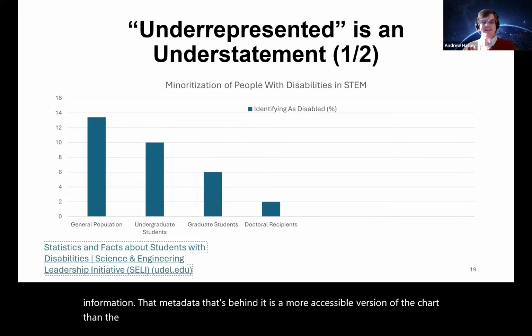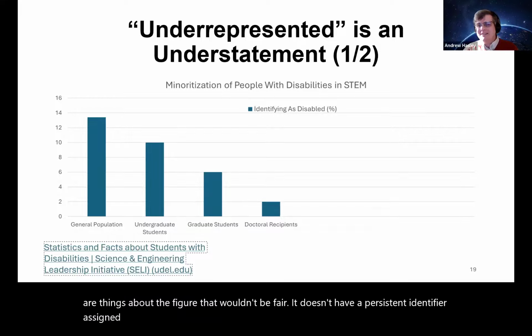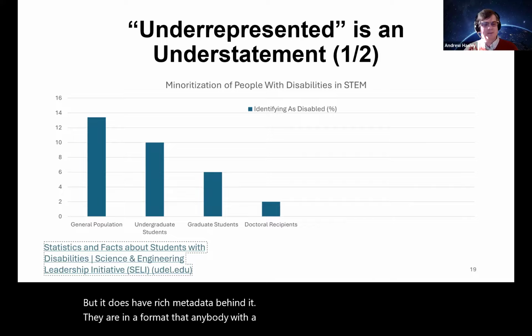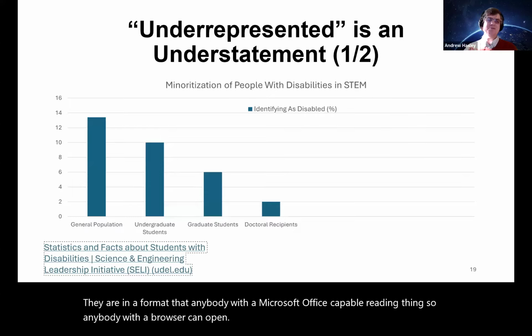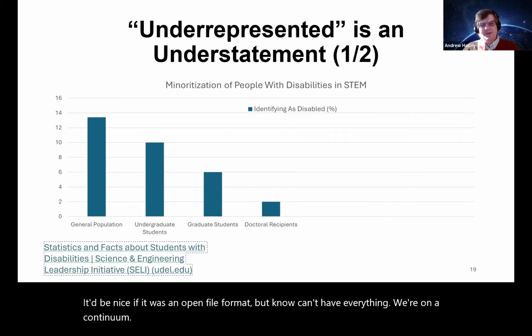It's also, in theory, more FAIR. FAIR is a continuum, not a binary. There are things about the figure that wouldn't be FAIR. It doesn't have a persistent identifier assigned yet, right? But it does have rich metadata behind it. They are in a format that anybody with a Microsoft Office capable reading thing, so anybody with a browser, can open. It'd be nice if it was an open file format, but can't have everything. We're on a continuum. So it's more interoperable.